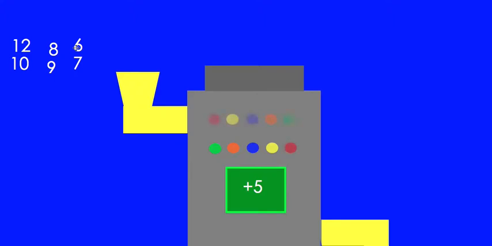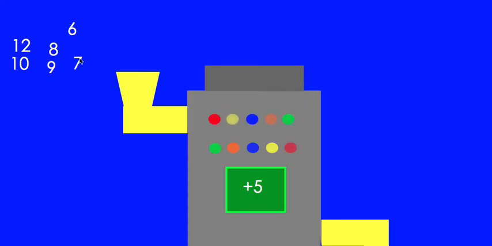So if I take my input as 6, I put it into my function machine, apply the rule plus 5, my output is 11. So we're going to record that on a table. So my input was 6, I applied the rule, and my output is 11. So we're going to write the rule at the bottom of our table so that we remember what that rule is. Each time we are adding 5 to our input.